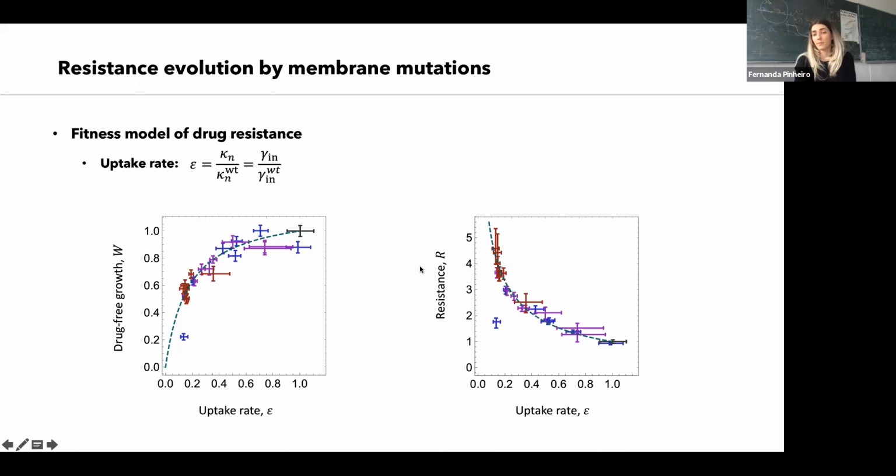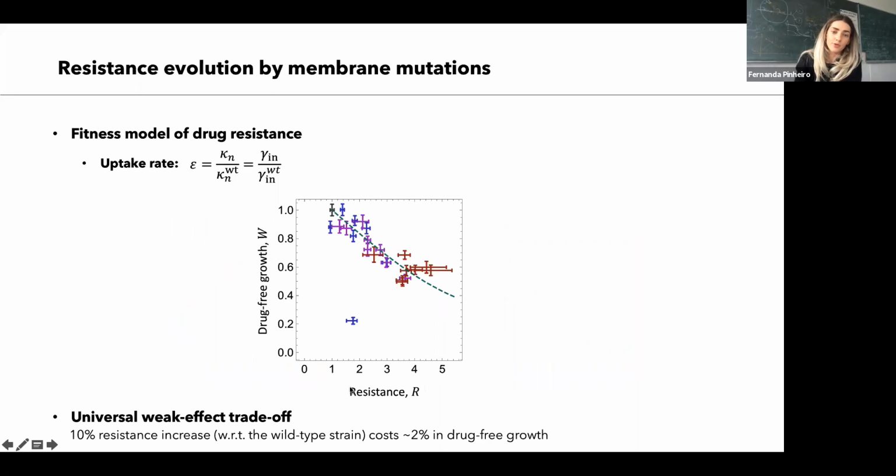By the way, I haven't mentioned the different colors here. They are just illustrating mutants that were selected under different drug challenges in that scheme that was presented before. Okay, so we have very good agreement when we compare the prediction to the data. So now when we plot drug-free growth rate as a function of resistance, we recover our trade-off, and then we have an understanding of what is the phenotype behind this trade-off.